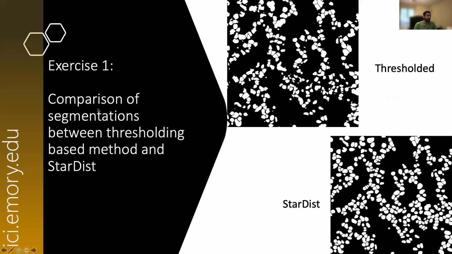Okay, all right. So jumping directly into the exercise, the goal is to compare segmentations between the thresholding-based method and StarDist, right? I want you to appreciate the differences between how a model like StarDist will give you data versus how a thresholding-based method will give you data. Last time when we were doing thresholding-based methods, the nucleus that you were working on was straightforward. It was from a 2D data set.